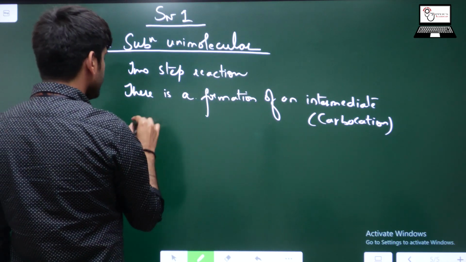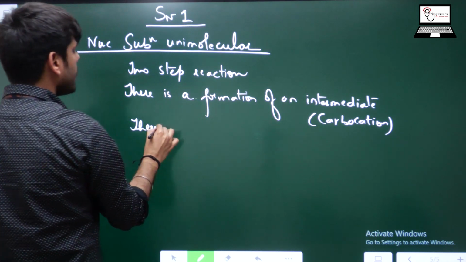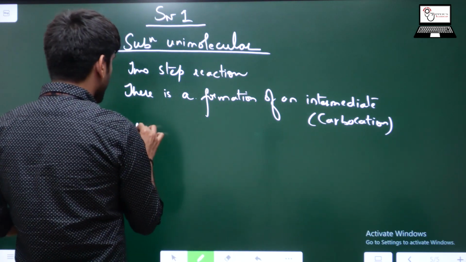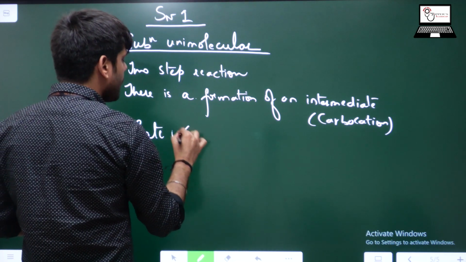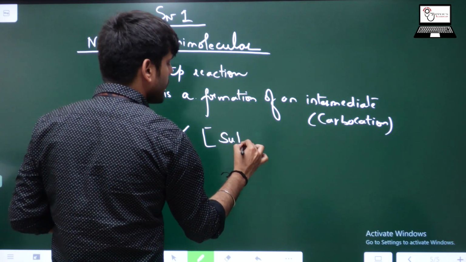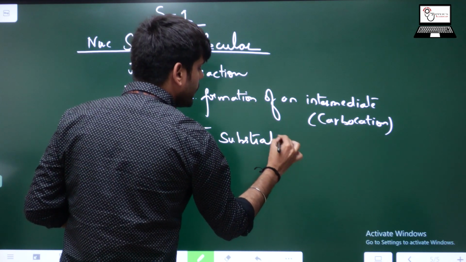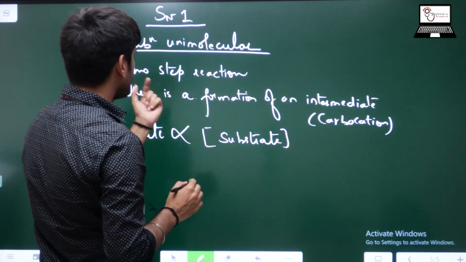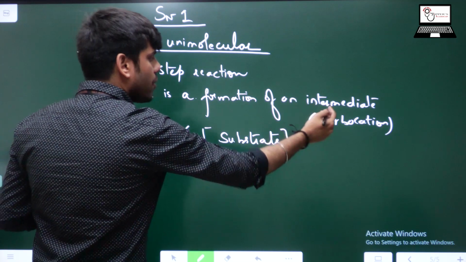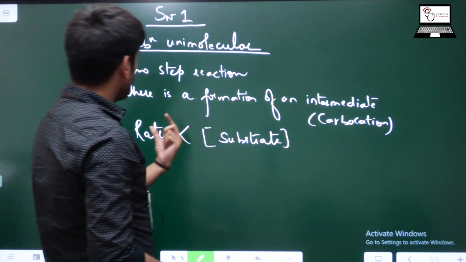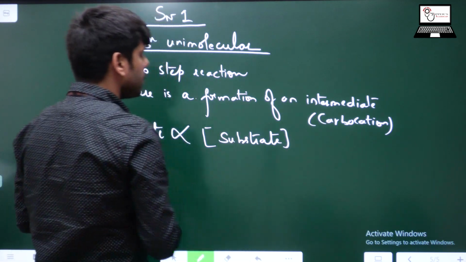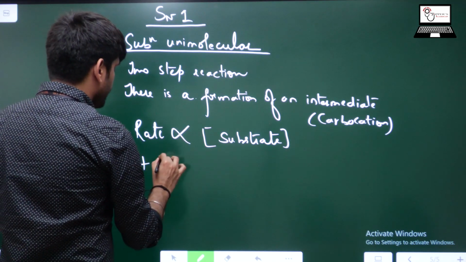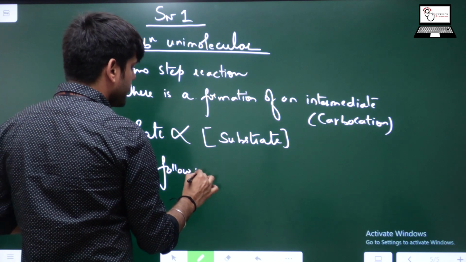Since these reactions are unimolecular, the rate is only dependent upon the concentration of the substrate molecule and not on the concentration of the nucleophile. So this is a two-step reaction with formation of an intermediate. The rate is directly proportional to the concentration of substrate, and we can also say that it follows first order kinetics.